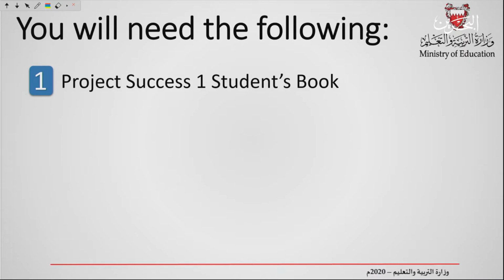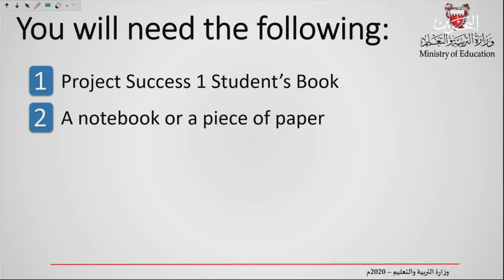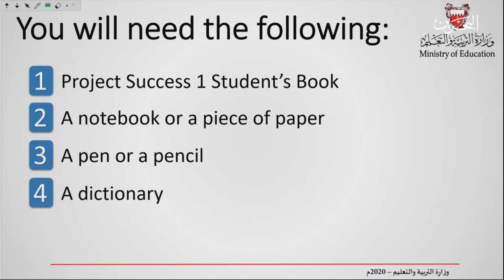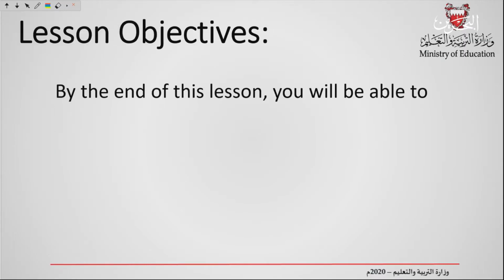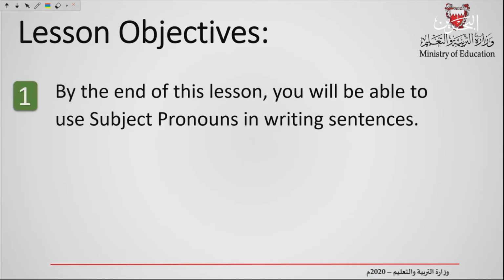In order for you to do the lesson well, you will need the following: Project Success Students Book, a notebook or a piece of paper, a pen or a pencil, and a dictionary. Lesson objectives for today: by the end of this lesson, you will be able to use subject pronouns in written sentences.